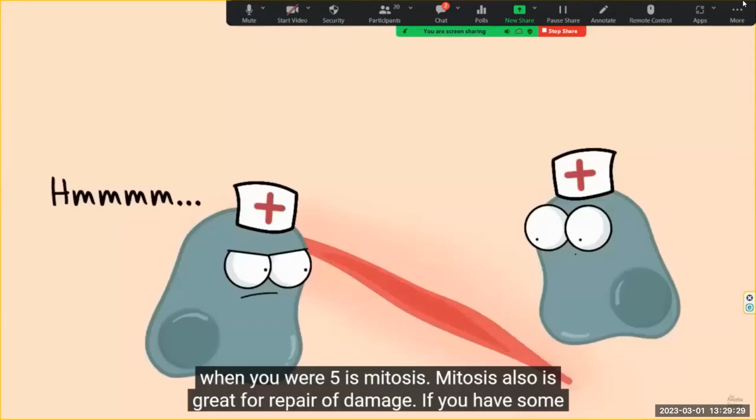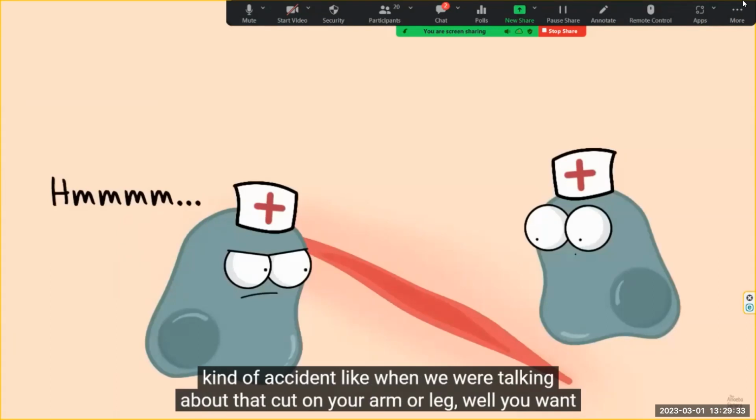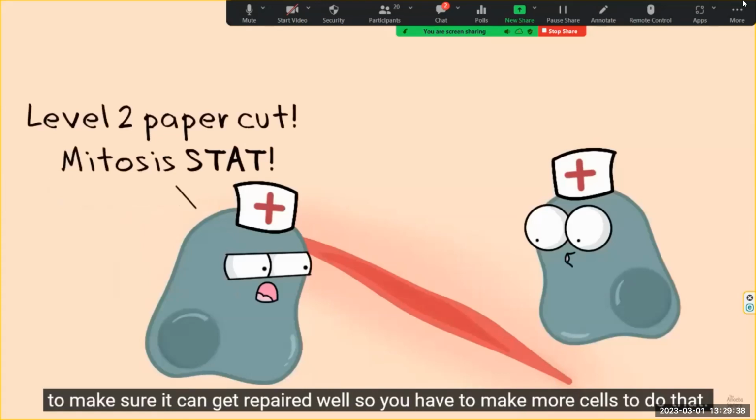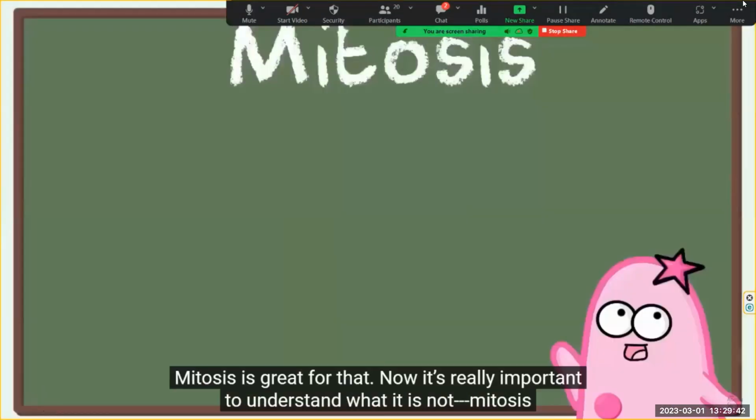Mitosis also is great for repair of damage. If you have some kind of accident, like that cut on your arm or leg, you want to make sure it gets repaired well. So you have to make more cells to do that. Mitosis is great for that.